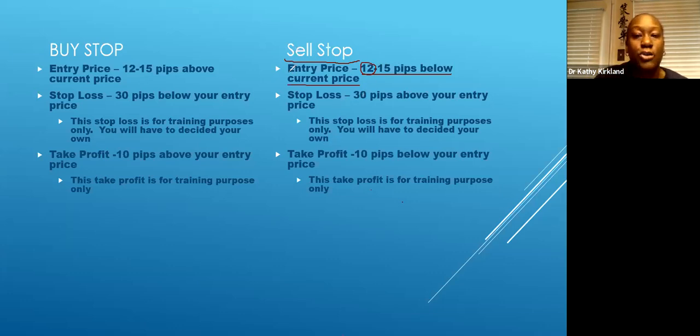So first thing you do is you find your entry price. Let's say entry price is 1.16580. Now this time we're going to subtract because we are selling. When you sell, you subtract for your entry. When you buy, you add for your new entry price. So this is current price right here.